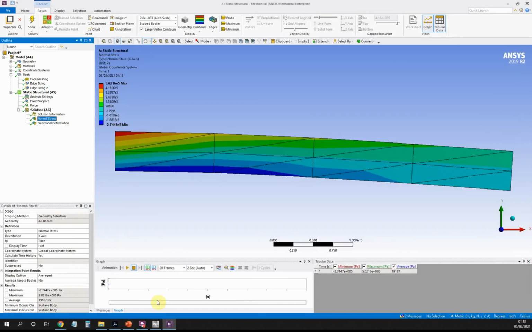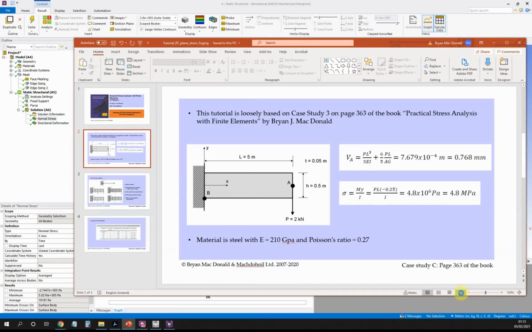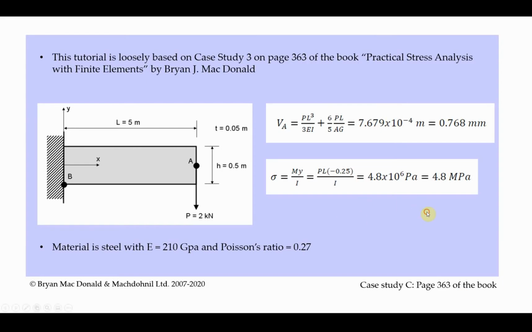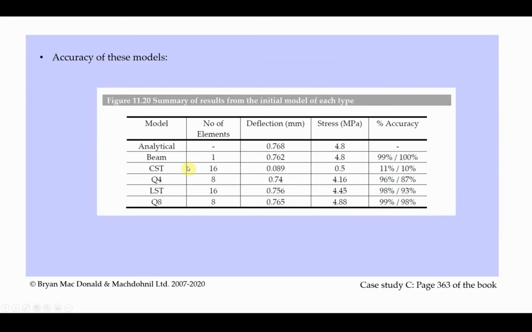Okay, so again, if we just take a look at the information in the book, when we get to the table of comparison of results here, I'm getting pretty much what's in the book. Okay, I'm getting a deflection of 0.089 millimeters and a stress of about 0.5 of a megapascal. Where I should be getting stress about 4.8 megapascals and deflection about 0.7. So I'm an order of magnitude out. So I'm getting more or less exactly the same results that are in the book.